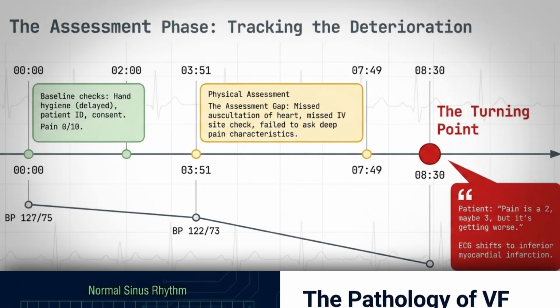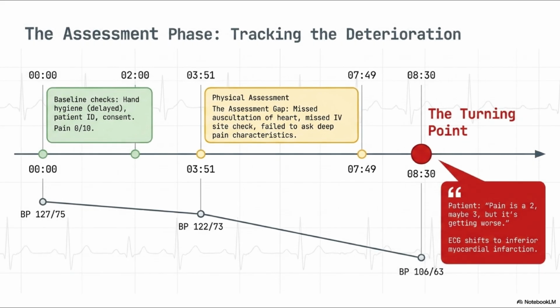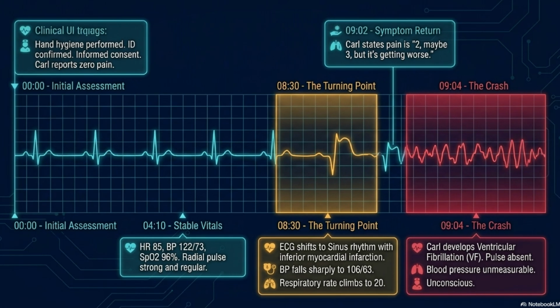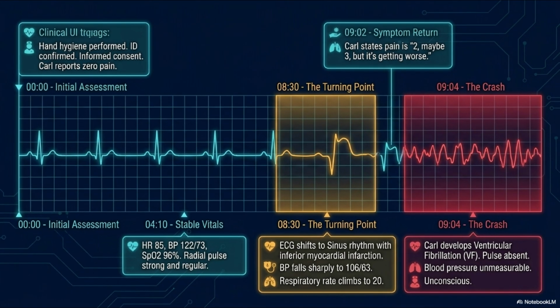You ask Carl to rate his pain, and he tells you it's a 2, maybe 3, but it's getting worse. That right there, that's the moment. Yeah, his 12-lead ECG changes, now showing an inferior myocardial infarction, and his blood pressure begins sliding down to 106/63. This is where we have to reevaluate our perception of the pain scale.